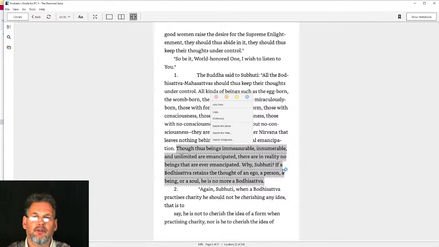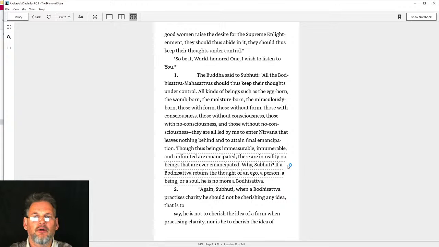there are in reality no beings that are ever emancipated. Why, Subhuti? If a bodhisattva, and a bodhisattva is kind of like a disciple who follows the teaching of the Buddha, and reveres the precepts and does the things. So it's basically a disciple of someone who is on the path, practicing the path to enlightenment, right? So why, Subhuti? If a bodhisattva retains the thought of an ego, a person, a being or a soul, he is no more a bodhisattva. So what is important here? You see that if a bodhisattva has a thought of an ego, or a person or a being or a soul, then you're in the world of form, right?